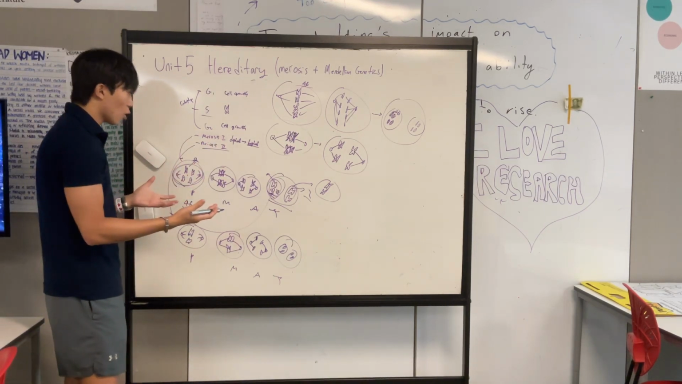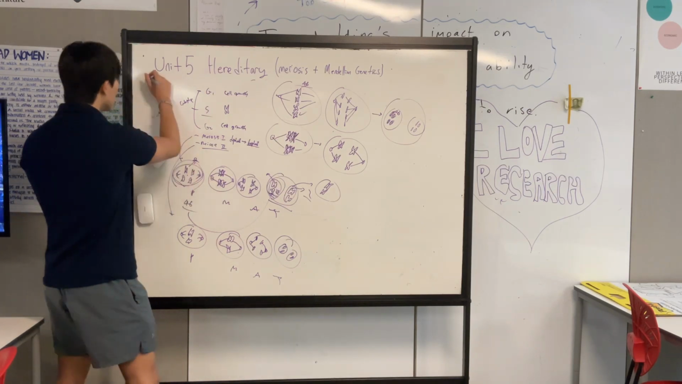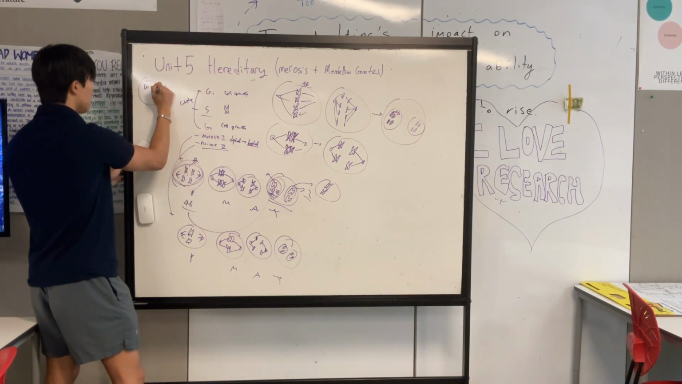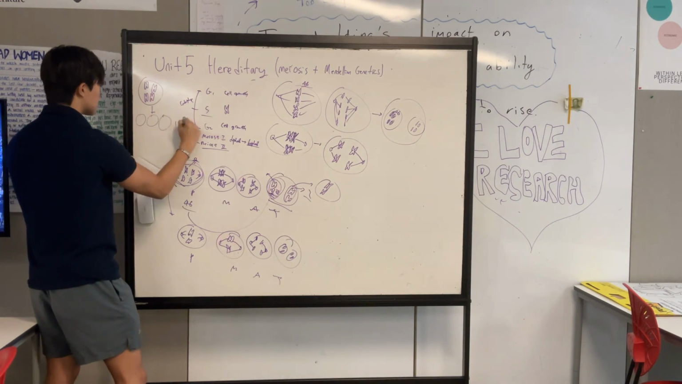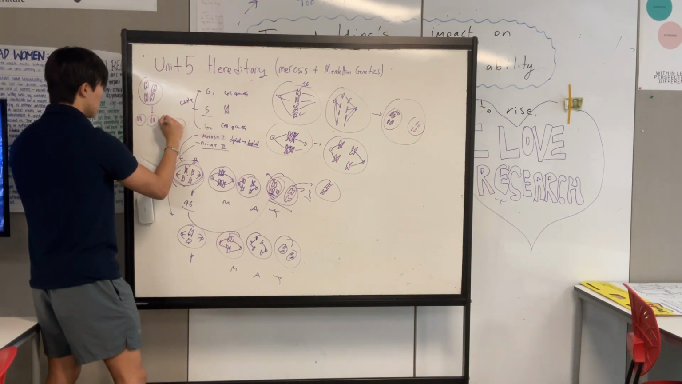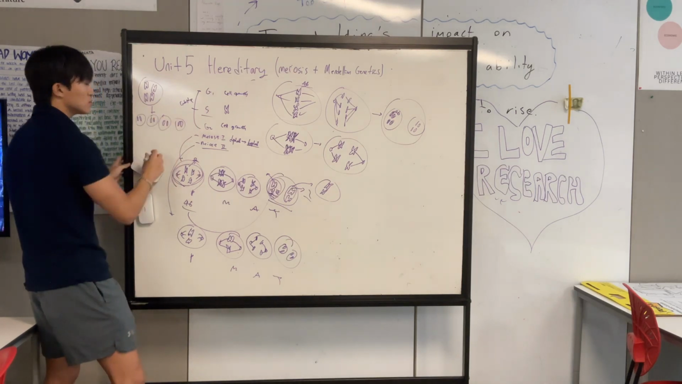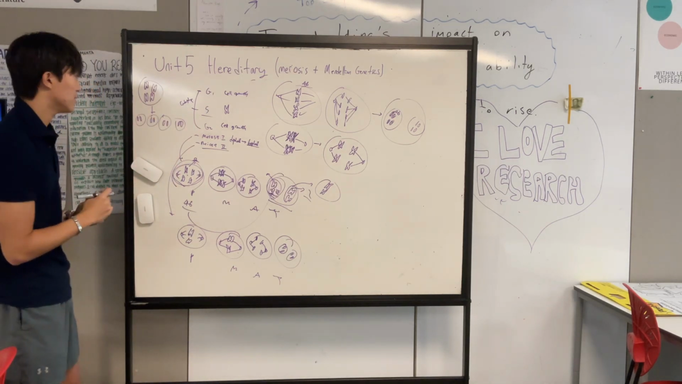And so the total end result is you start with a normal cell, right? And you will end up with 4 sex cells with only half the number of chromosomes in each of the cells.